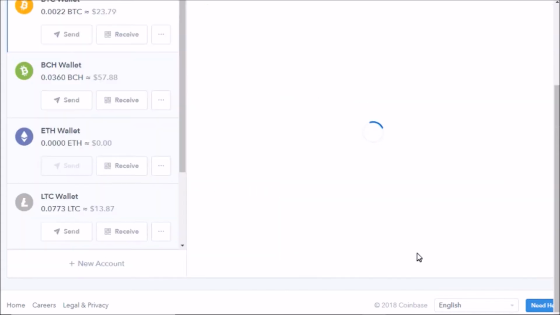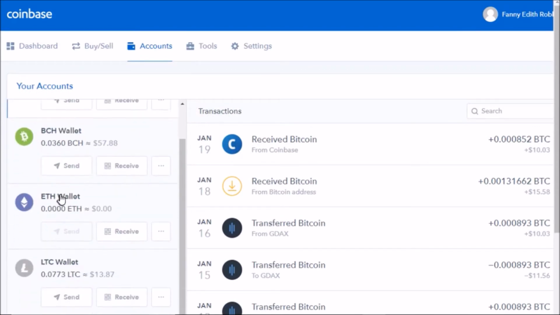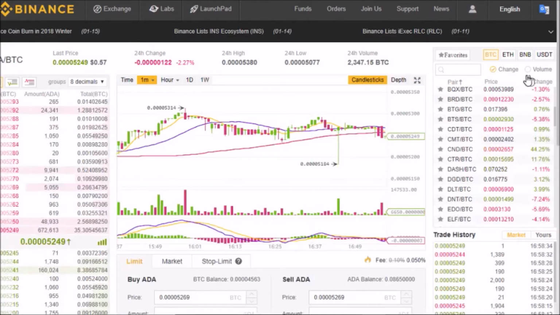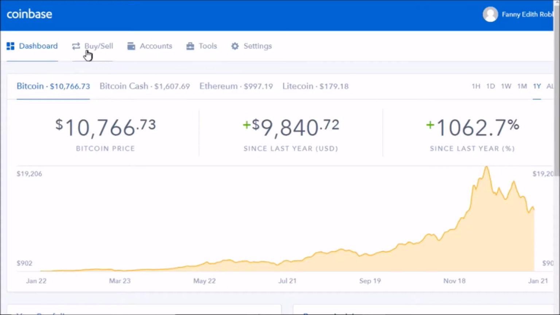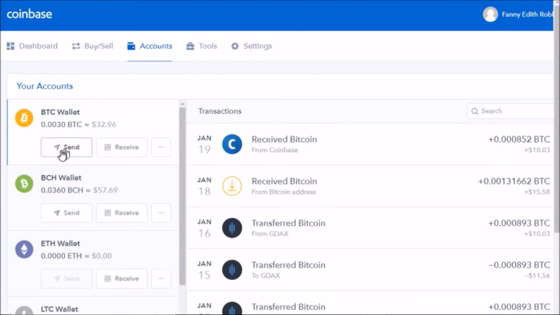So you're gonna go on your view accounts, and this is where you have your Bitcoin. And remember, your 4 exchange bases are Bitcoin, Ethereum, Binance, and US Tether. So say, for example, the popular one is Bitcoin. You're going to go and transfer your Bitcoin to Binance. And when you are in your Coinbase Bitcoin wallet, you're going to hit send.